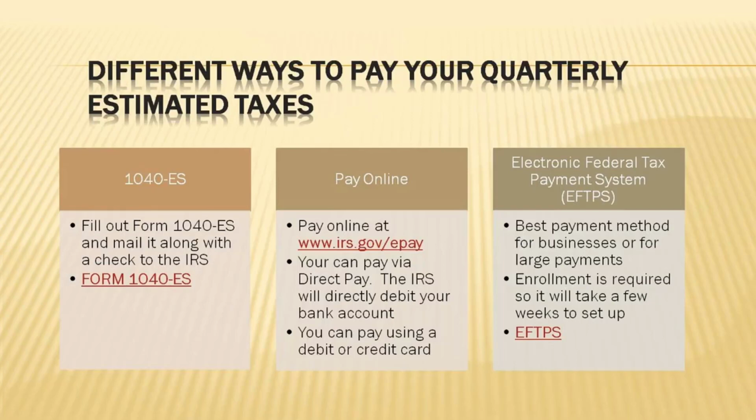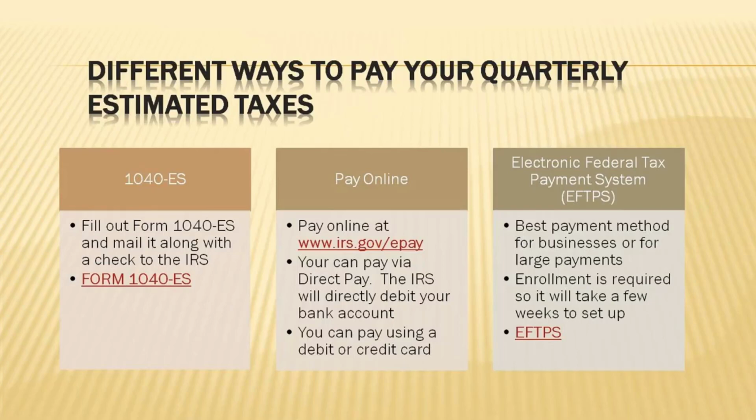Another option is to pay online, which is usually the easier way. So you go to www.irs.gov/epay. You can pay via Direct Pay, and Direct Pay means that the IRS is going to directly debit your bank account. Or you can pay using a debit or a credit card.